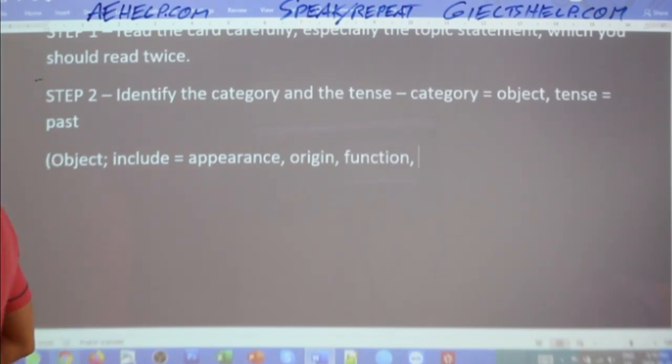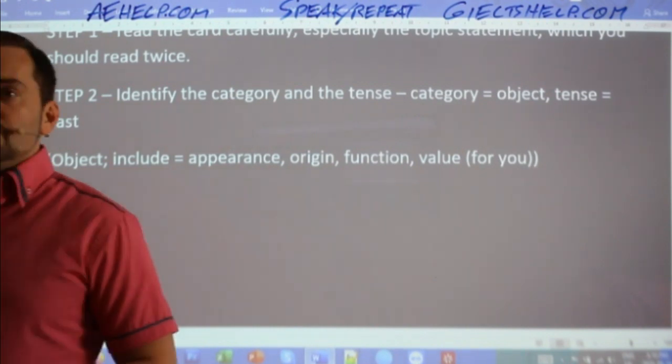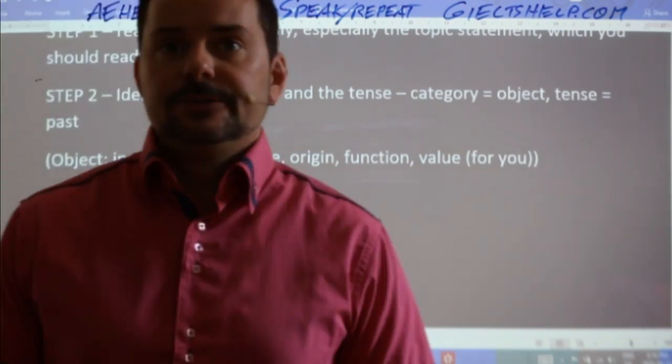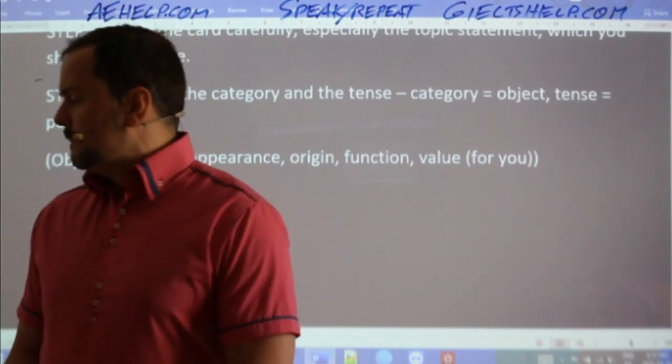So here, the object, you include the appearance, the origin, the function of it, and its value for you, okay? Or perhaps society. That's what you talk about when you talk about an object. All right? Okay. I'm going to make another note of that.